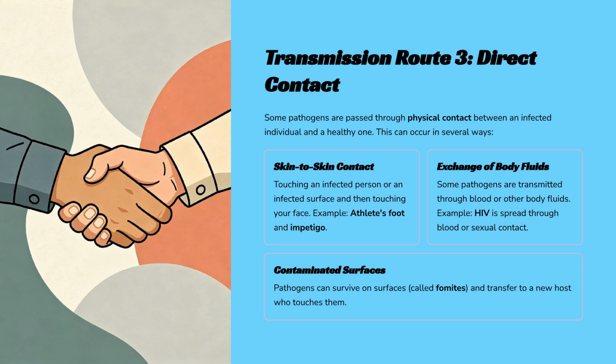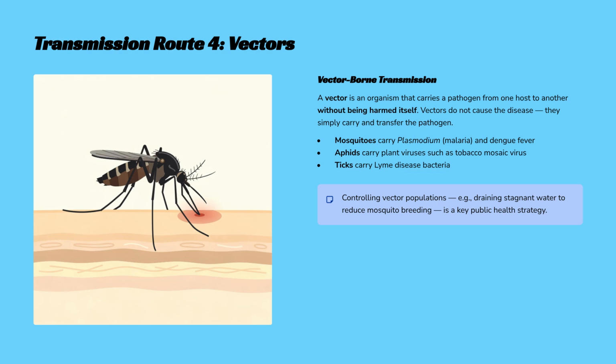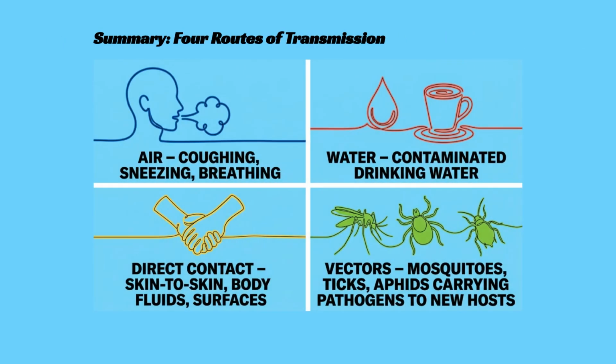where pathogens can survive. Finally, vectors are organisms that carry a pathogen from one host to another without being harmed. Mosquitoes, for example, carry malaria. Controlling these vector populations is a critical strategy for disease prevention. To summarize, the 4 routes are air, water, direct contact, and vectors. Each requires different public health strategies. Blocking these routes effectively reduces the spread of disease.